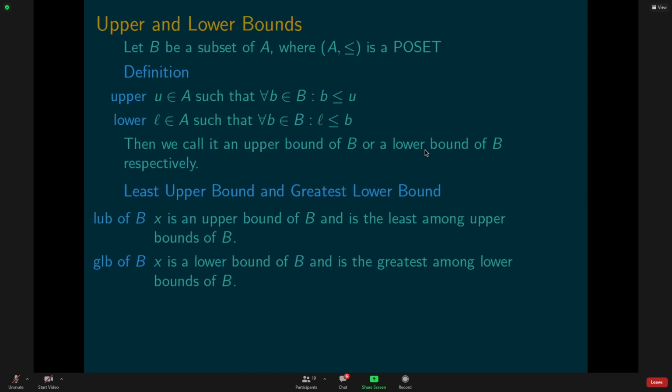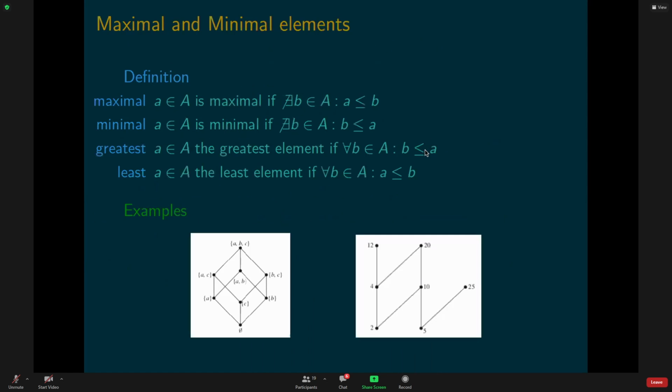To go to Sena's question, A is the greatest element if for all other elements B is smaller than A. So yes, it has to be comparable with everything else, right?